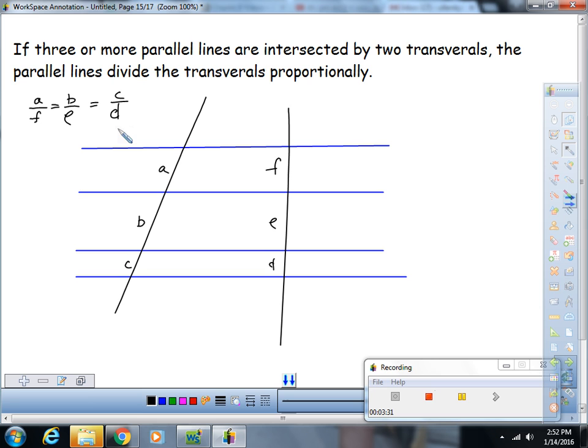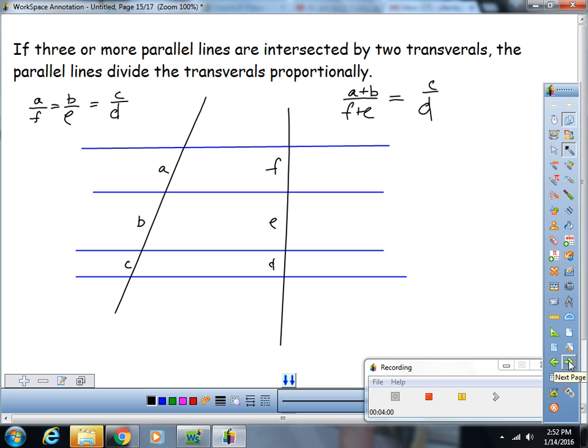But you could also maybe choose to ignore this line, and you could say, for example, A plus B is to F plus E, like, let's say, C is to D. That's also true. So I won't keep drawing all of them, but there are many, many proportions you can come up with from this theorem, okay?